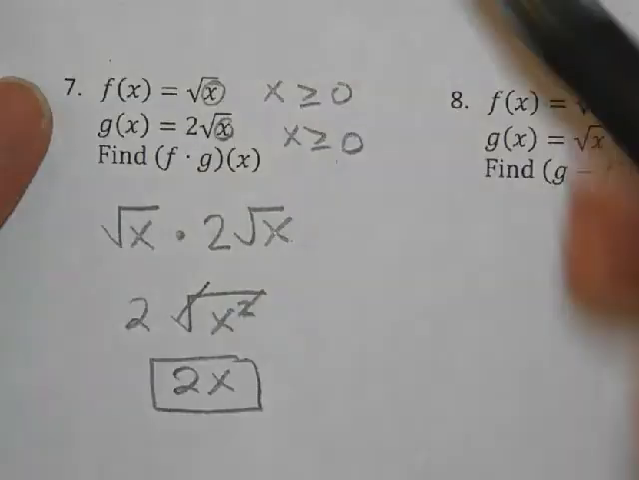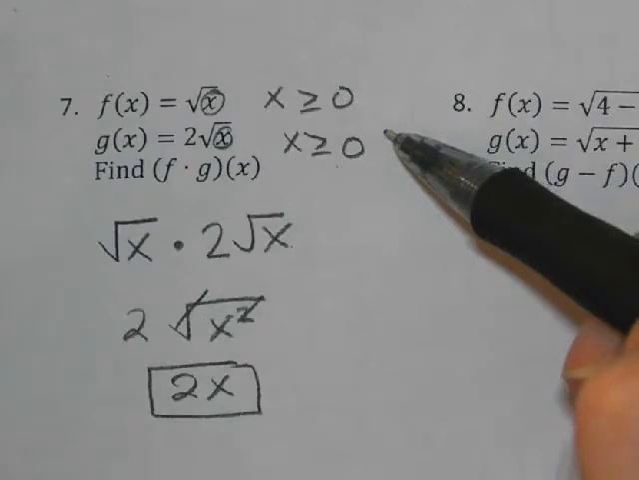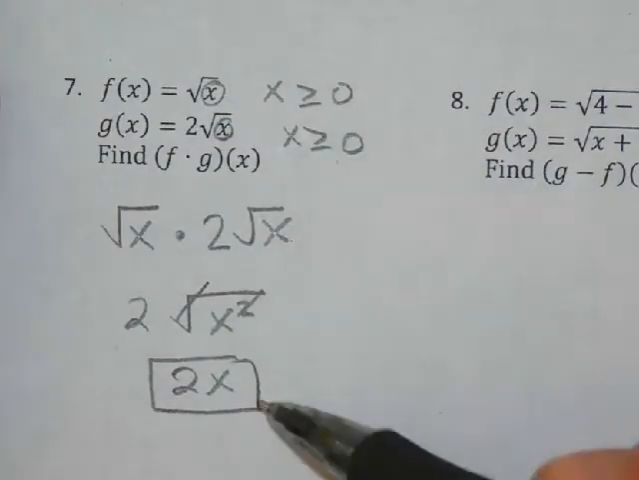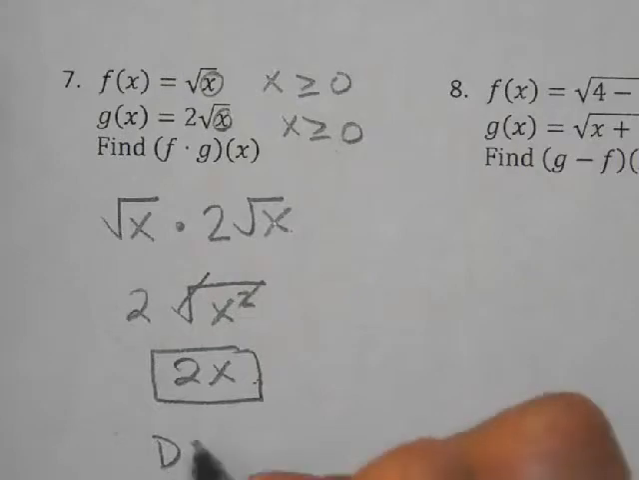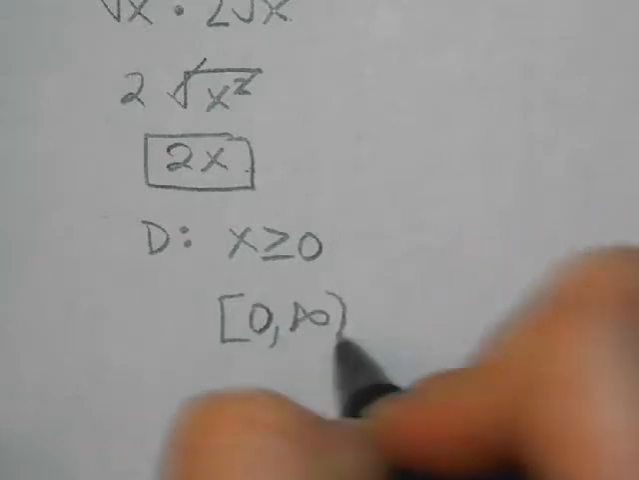Now we have to say, I predicted that the domain would be not all real numbers. I predicted that the domain would be anything greater than or equal to 0. Does this answer tell me that I should exclude something else? No. So I'm going to say my domain is x is greater than or equal to 0, or I can write 0 to infinity. Whichever way you want to write it is fine.